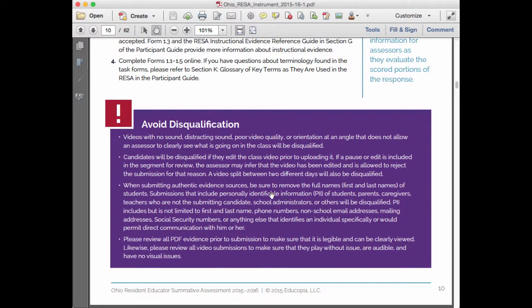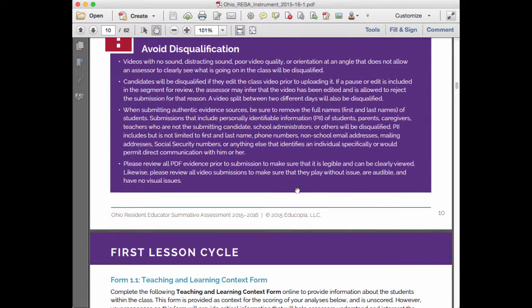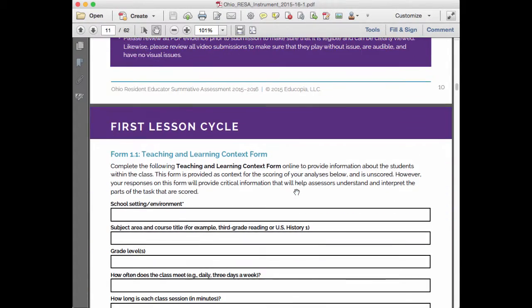And again, make sure full names are not visible. As soon as they see a full name, even if it's on one document, you will fail. So disqualification equals failure because they will reject it. Not to be scary, but that's the way it is.